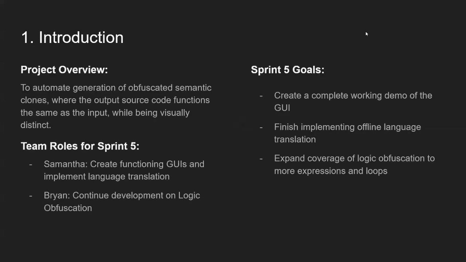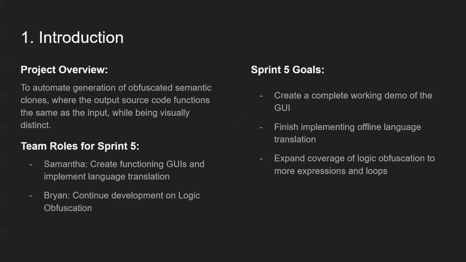To give an overview of the project, our goal is to automate generation of obfuscated semantic clones, where the output source code functions the same as the input while being visually distinct. Our roles for this sprint were me creating functioning GUIs and implementing language translation that is offline and disconnected from any external API or LLM.